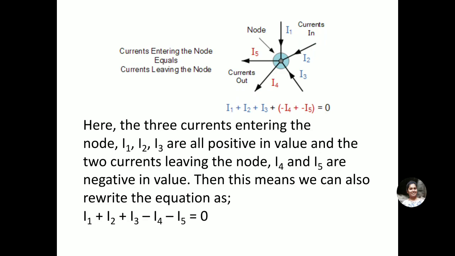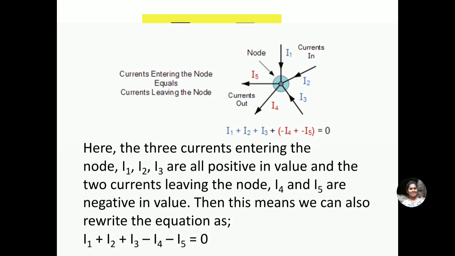So this is how we write it, and this is on the screen. You can see that I1 plus I2 plus I3 minus I4 minus I5 should be equal to 0. With this, what we got to know is that in any circuit, when we are applying KCL, we observe at the node the amount of current coming in and the amount of current going out. All these should be equal to 0. Then only the proper calculation of all the voltages and currents can be done.